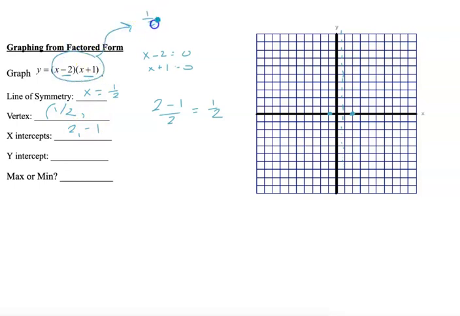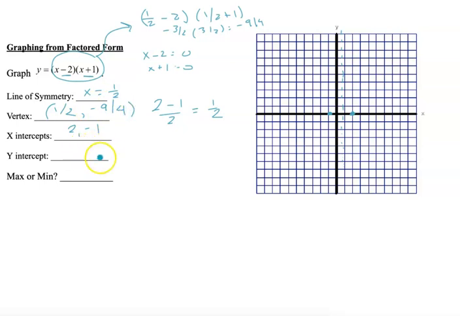So I have 1/2 squared minus 2 times 1/2 plus 1... 1/2 minus 2 is negative 3/2. 1/2 plus 1 is 3/2. And so I get negative 9/4. That is the y value of my vertex.